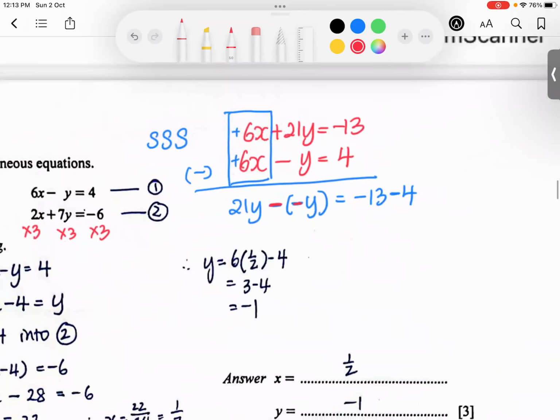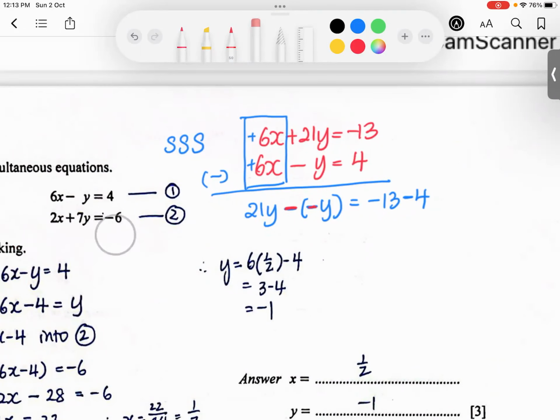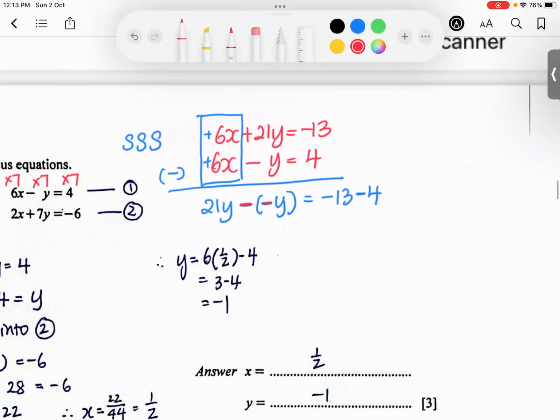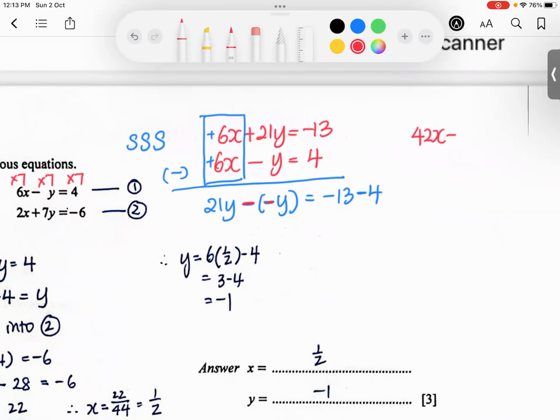Okay, that's if I make x the same. If I were to make y the same, then this one I will multiply by 7 over here and change this equation to 42x, 7y, 28. Then I copy the other equation over here, negative 6.